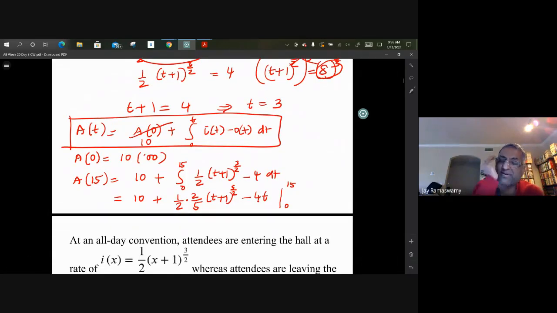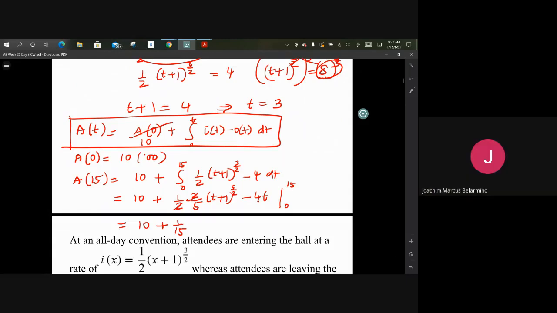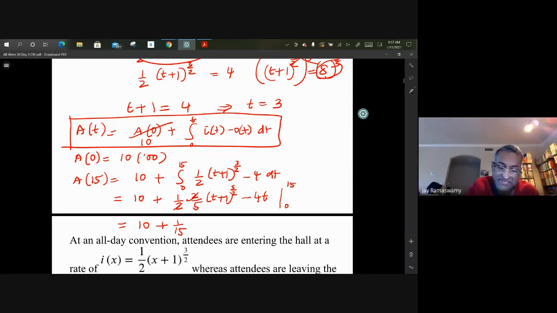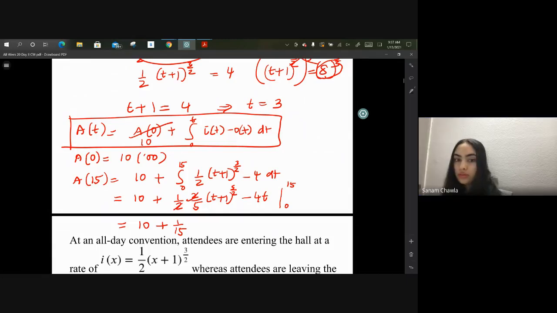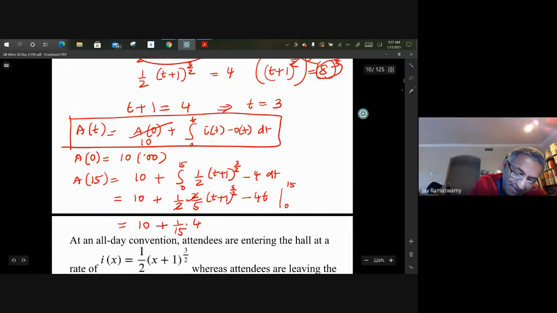Usually we do it on a calculator. Does everybody understand that? I'm saying no, we can do it by hand. Okay, so 10 plus, remember the 2's cancel, 1/5. What's 15 plus 1? 16. I'm skipping a step. 15 plus 1 is 16. What's the square root of 16? 4. And that's 4 to the power of 5, correct?